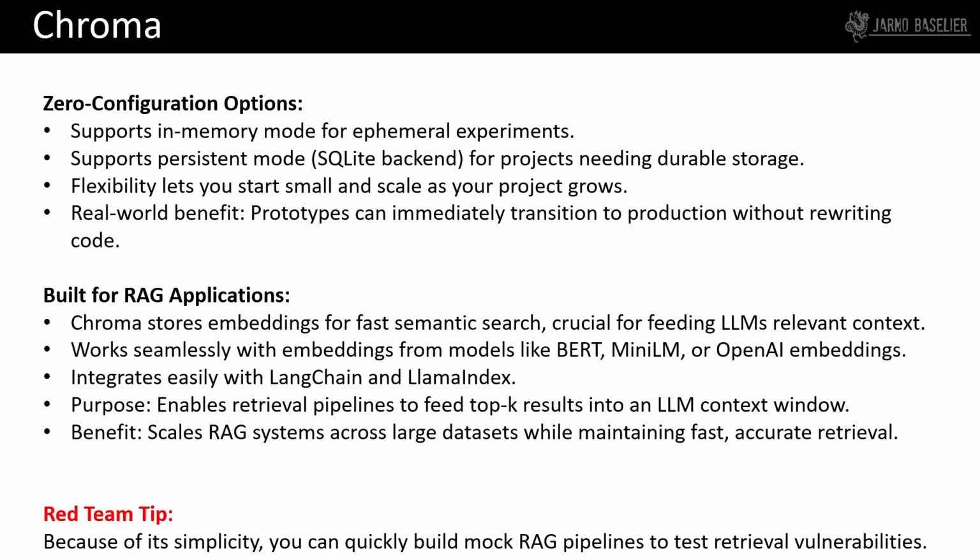Built for RAG applications, Chroma stores embeddings for fast semantic search, which is crucial for feeding LLMs relevant context. It works seamlessly with embeddings from models like BERT, MiniLM and OpenAI embeddings, and it integrates easily with LangChain and Llama Index. The purpose is that it enables retrieval pipelines to feed top K results into an LLM context window. And as a benefit, it scales RAG systems across large datasets while maintaining fast and accurate retrieval. For red teams, because of its simplicity, you can quickly build mock RAG pipelines to test retrieval vulnerabilities.